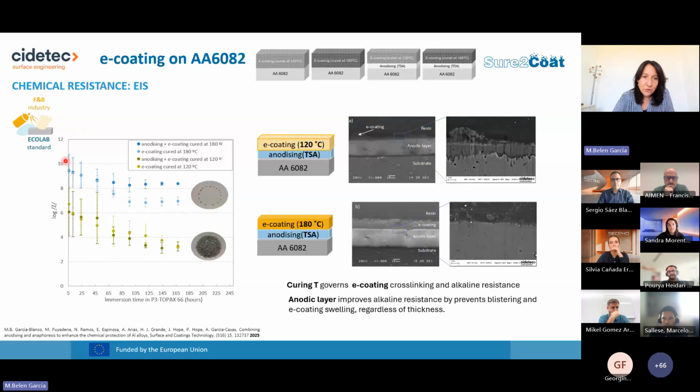Why? Because we have increased a lot the barrier properties of this coating system. What we found was that the curing temperature governs the e-coating cross-linking, and thus it's resistant to alkaline products and also to corrosion, and that the previous anodizing layer improved the alkaline resistance because it prevents blistering and it prevents the swelling of the e-coating. And we have also found that when we have applied anodizing layers with different thicknesses, an anodizing layer of 2 microns was enough to prevent the swelling of the e-coating.